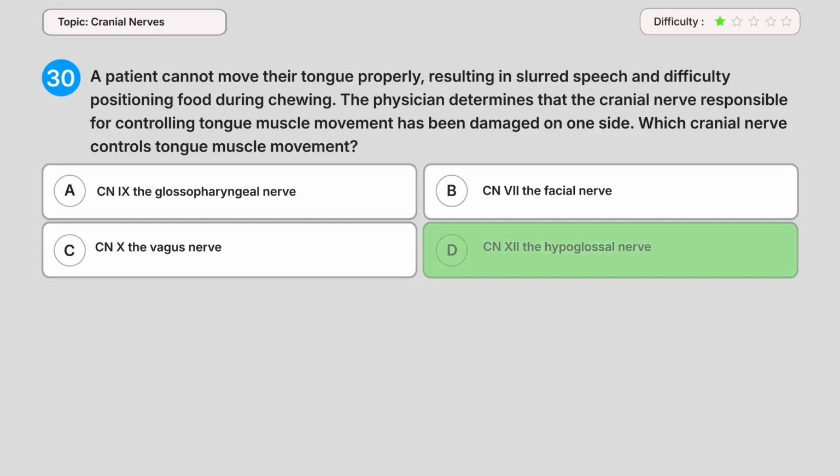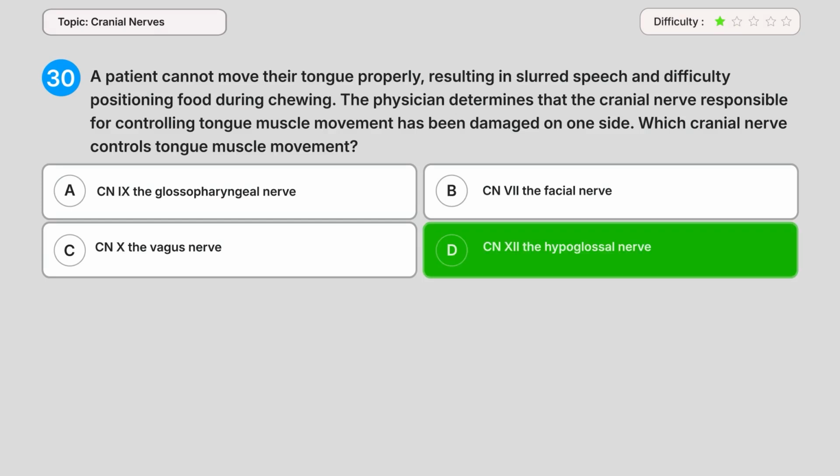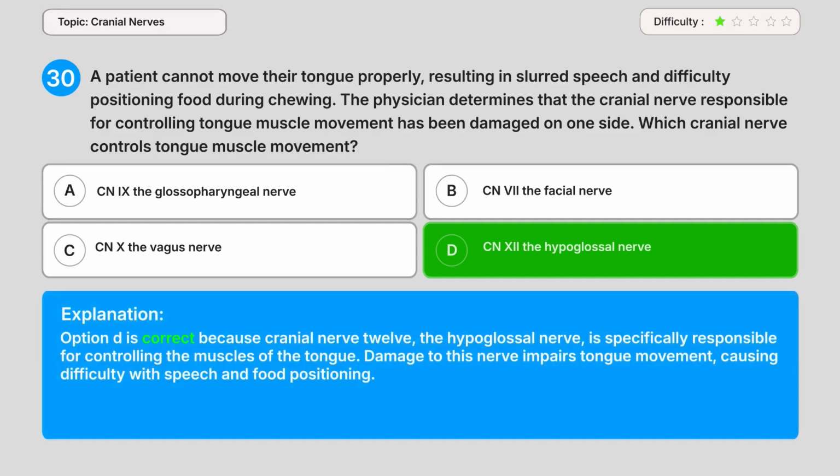Correct answer, D. CN12, the hypoglossal nerve. Explanation. Option D is correct because cranial nerve 12, the hypoglossal nerve, is specifically responsible for controlling the muscles of the tongue. Damage to this nerve impairs tongue movement, causing difficulty with speech and food positioning.